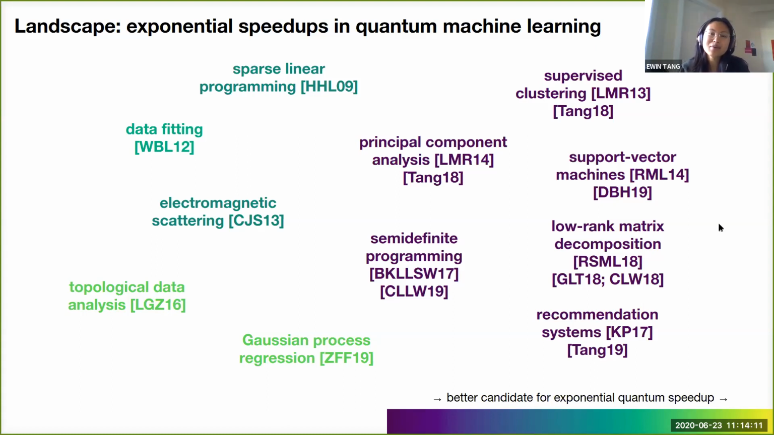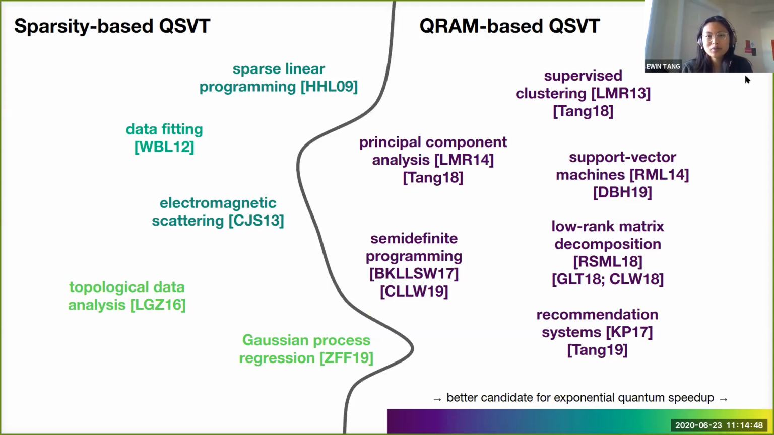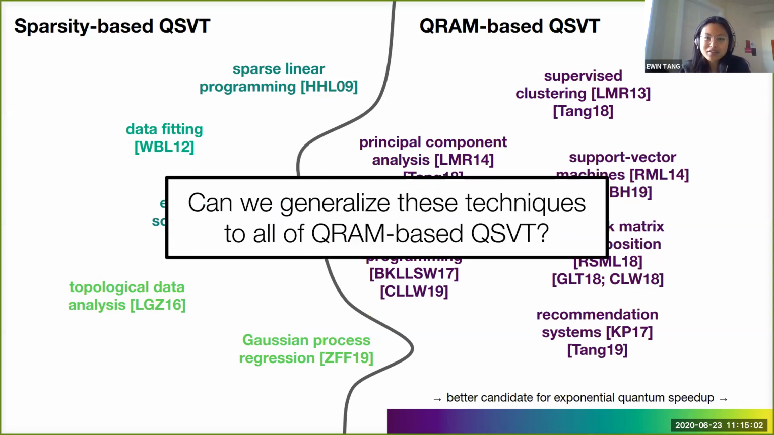Now there's another line of work that unifies all known quantum linear algebra algorithms under a framework called quantum singular value transformation. This is work done by, for example, Gilyén et al., also in STOC, I think last year. Since this framework is BQP-complete, so for example, it contains the sparse linear systems problem, which is BQP-complete, we cannot dequantize it in full. However, if we restrict this framework to the QRAM-based input model, these examples of BQP-completeness don't occur. And this suggests that it might be possible to generalize these techniques to all of QRAM-based QSVT. And of course, the natural question here is whether we can do this.